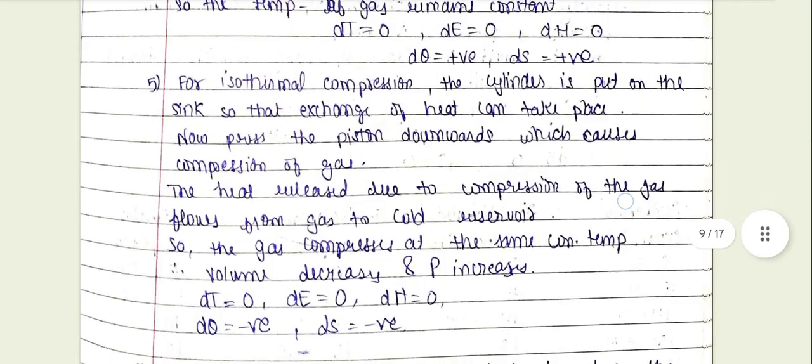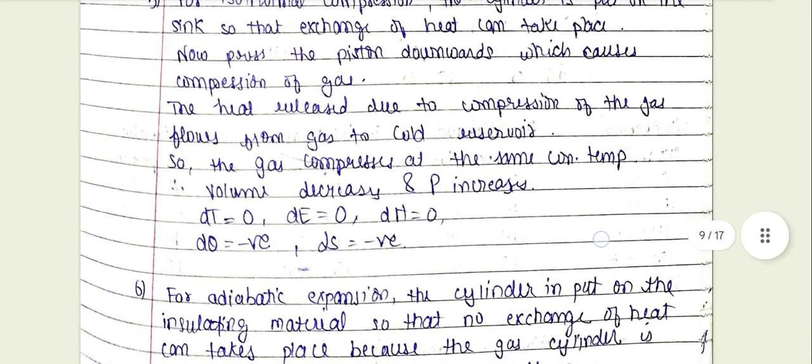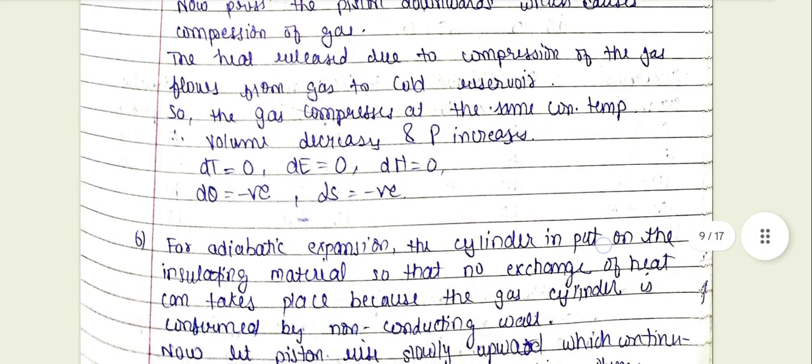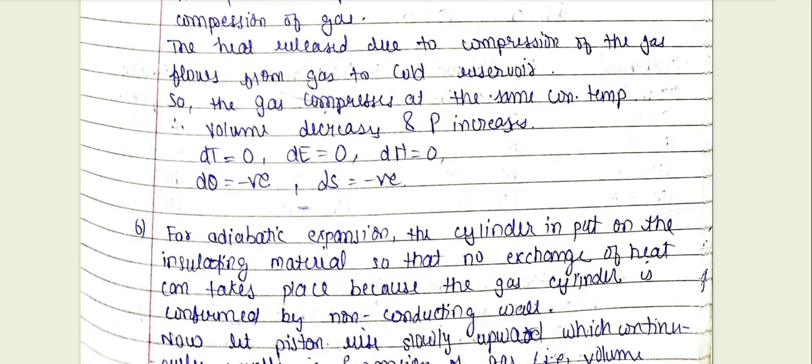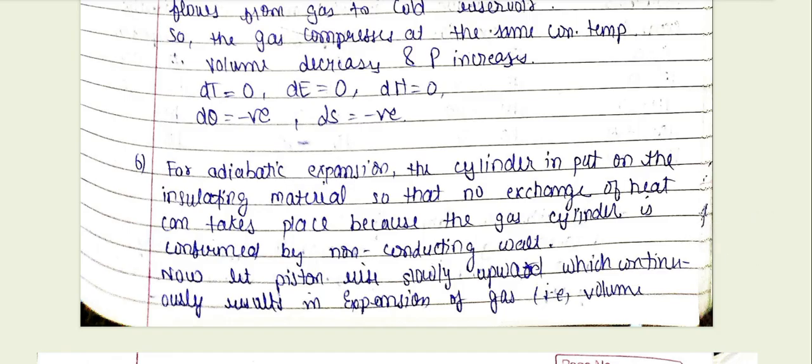For isothermal compression, the cylinder is put on the sink so that the exchange of heat can take place. Now press the piston downwards, which causes compression of the gas. The heat released due to the compression of the gas flows from the gas to the cold reservoir. So the gas compresses at the same constant temperature, volume decreases and pressure increases. dT equals 0, dE equals 0, dH equals 0, dQ will be negative, dS will be negative.